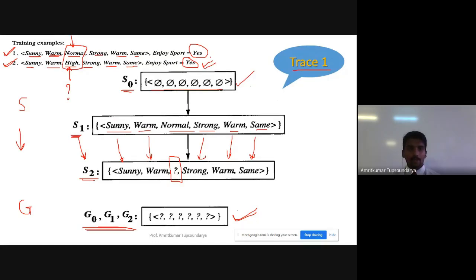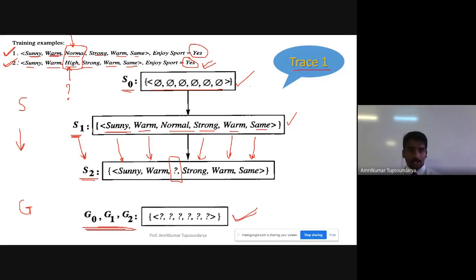So you can see here our first training example, sunny, warm, normal, strong, warm, same, has been assigned to S1, that is sunny, warm, normal, strong, warm, same, which is our updated specific hypothesis.